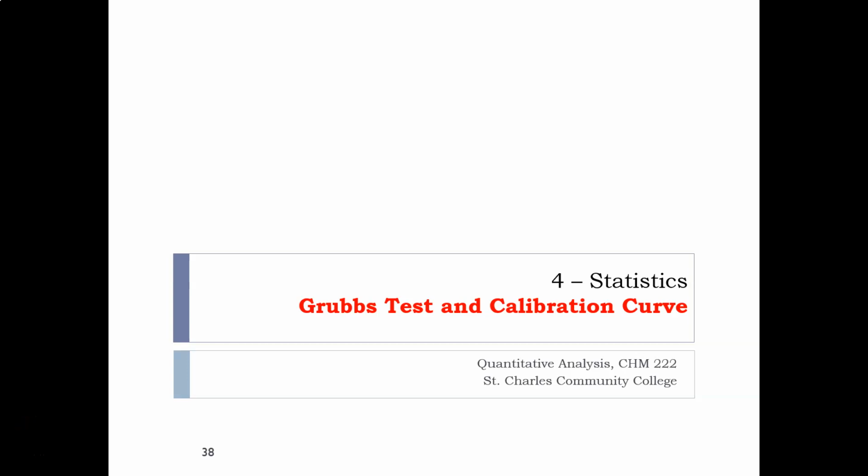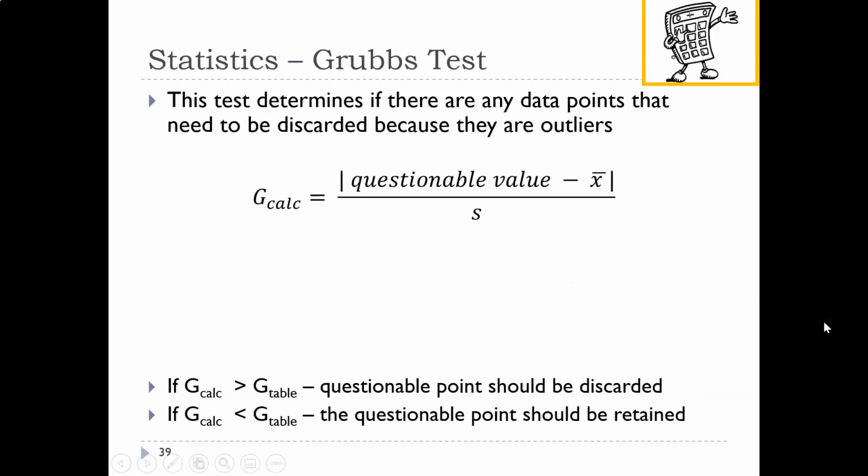So our chapter on statistics, we're now down to just talking about the Grubbs test and reviewing our calibration curve information. The tests that we've talked about so far, the F test, the confidence interval, and t tests, are all about seeing if something was significantly different from the correct answer, like the known value, or between two sets of data. The Grubbs test is similar but different.